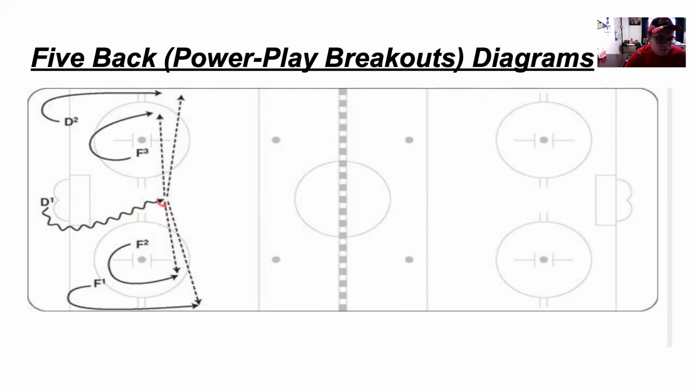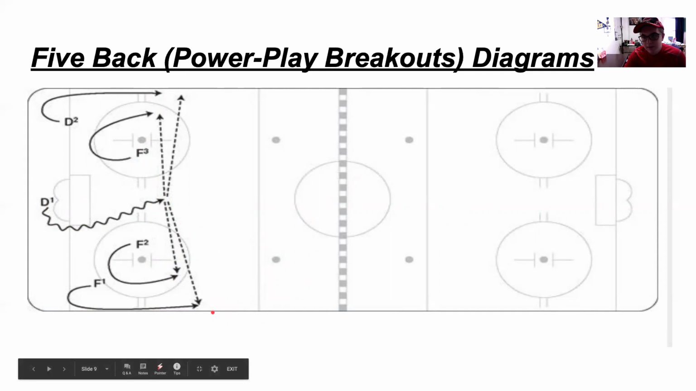D1 can make that pass to F1 who's getting up that speed, or D1 can make that pass over to D2 who has that speed, or D1 can pass to F2 who's going to go right here and set up for a breakout pass, and we come in the zone.